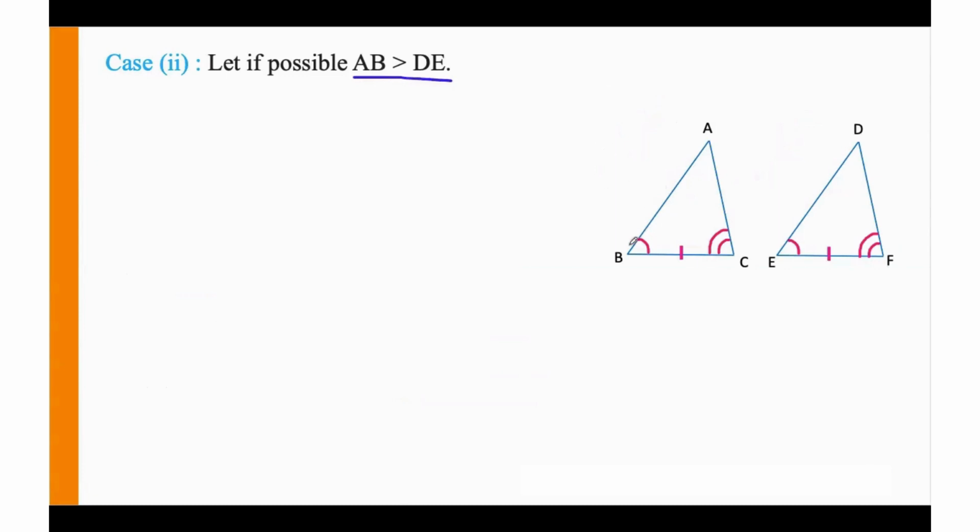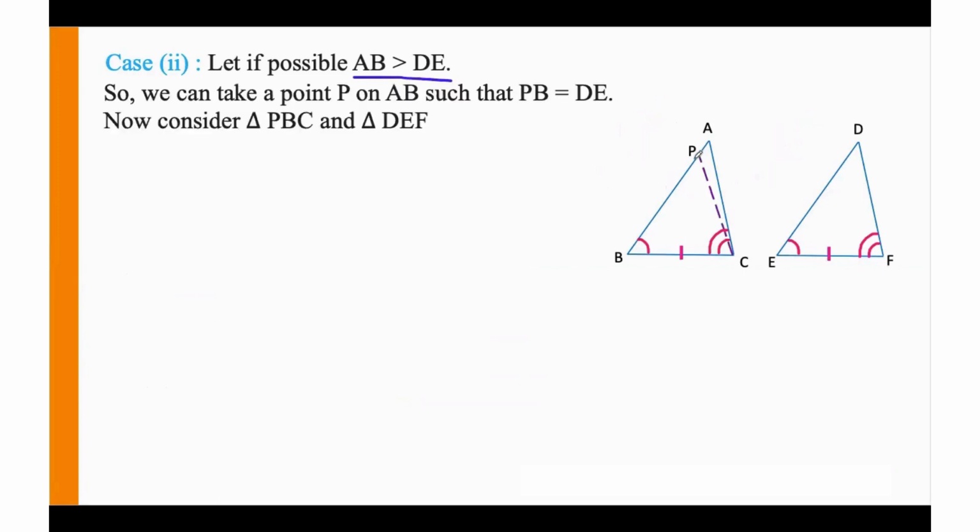Now, the second case, where we are assuming that AB is greater than DE. Now, if AB is greater, then I can put a point somewhere here, and we will call that point P, such that PB is equal to DE. So we can put a point P on AB such that PB is equal to DE. And now we are going to consider triangles PBC and DEF, the green triangles.